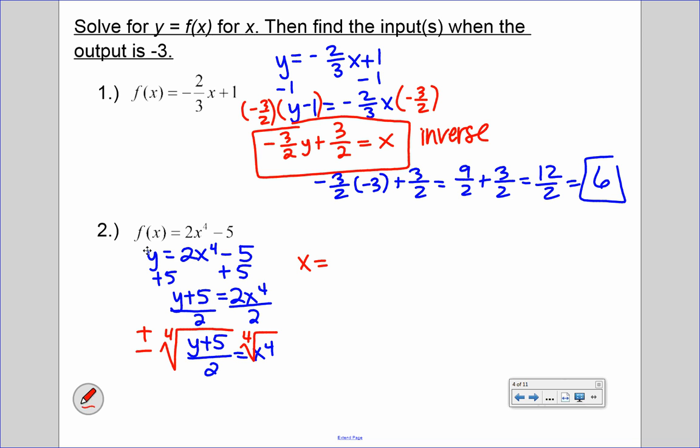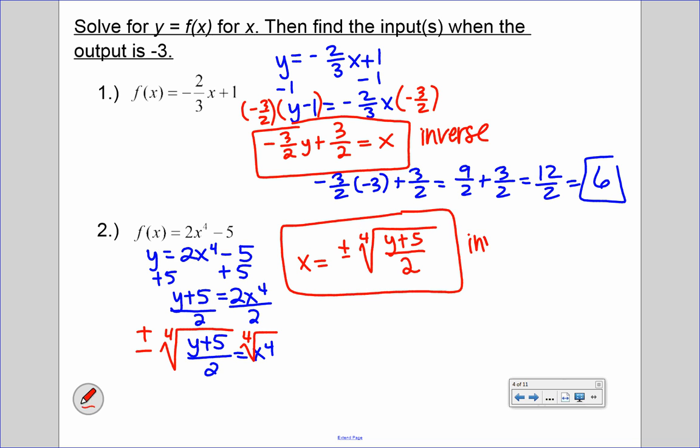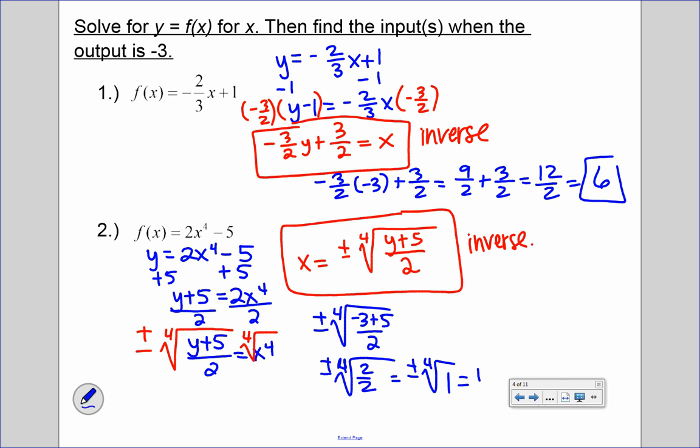So our inverse is going to be plus or minus the 4th root of y plus 5/2. That is our inverse of our original function. Then I'm going to plug in negative 3 into our inverse. We get 2/2, which gives us 1. So our solution is plus or minus 1 for that one. So that's how you write an inverse of a function.